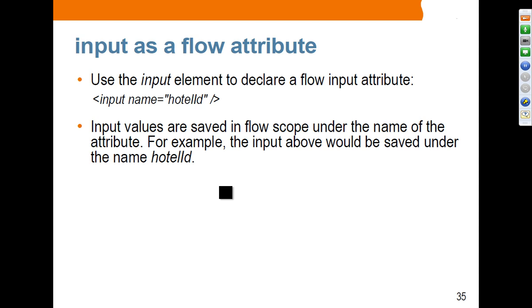So use the input element to declare a flow input attribute called hotel ID. Basically, it's going to create the hotel ID attribute, but it doesn't have any value at this point, right? Input values are saved in the flow scope under the name of the attribute. For example, the input above would be saved under the name of hotel ID.